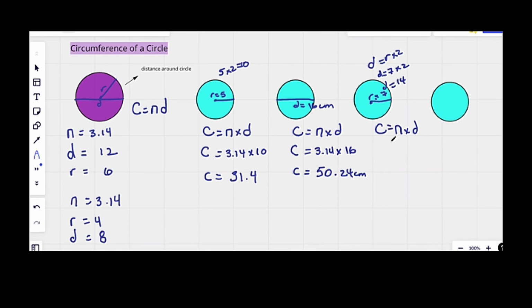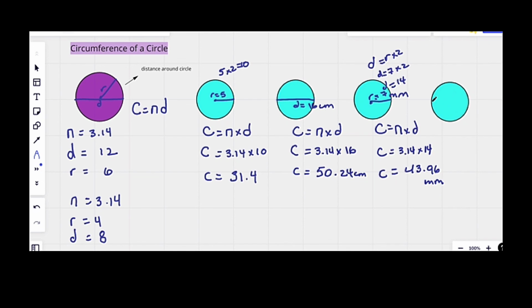Okay, so we've got our formula, which is circumference equals pi times diameter. And so our diameter is 14. So we've got here our pi, which is 3.14, and our diameter is 14. So now we get to multiply 3.14 times 14, and we get 43.96. Now important, if we were told that this was millimeters, our answer then would have to say the circumference of the circle is 43.96 millimeters.